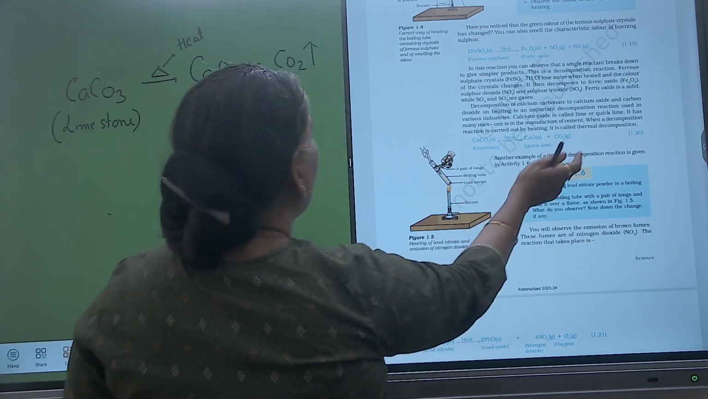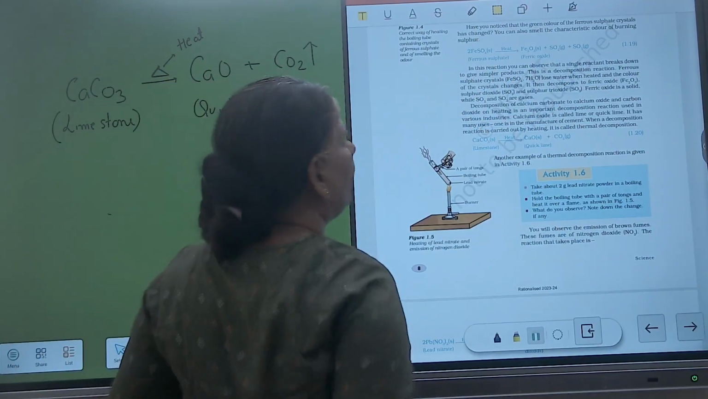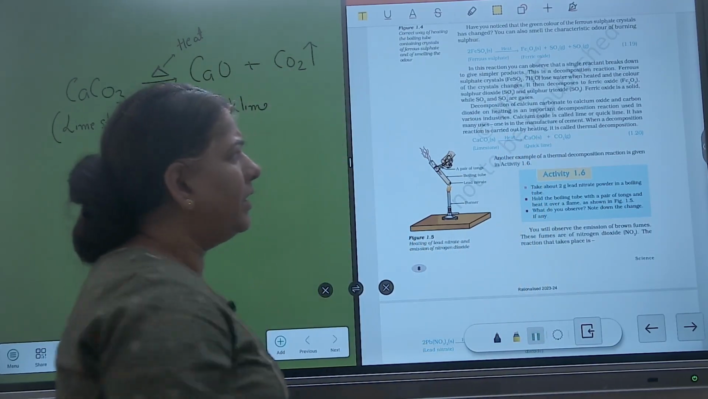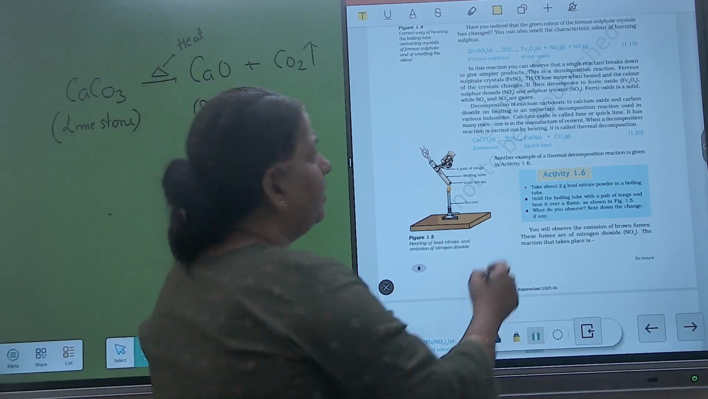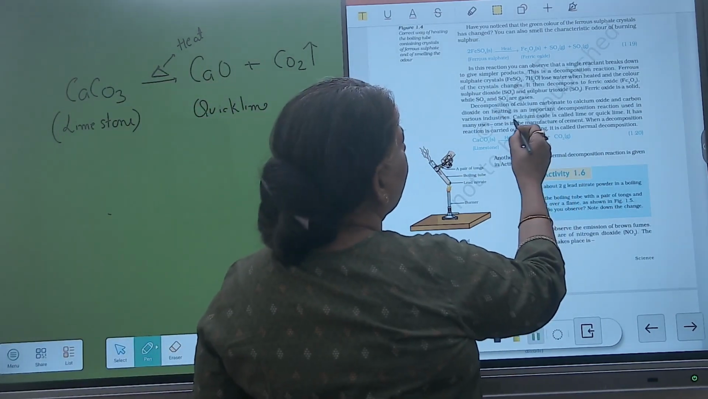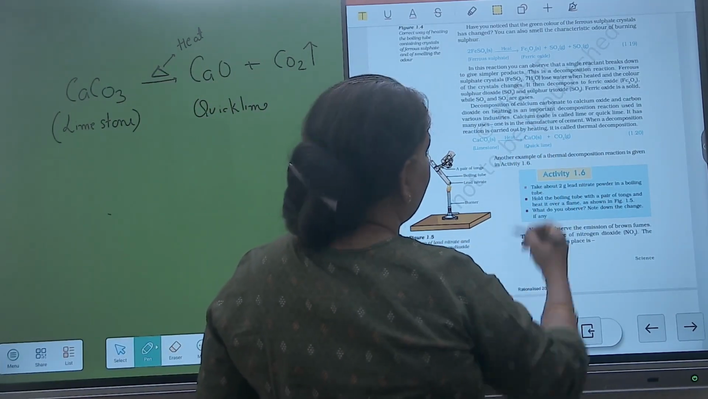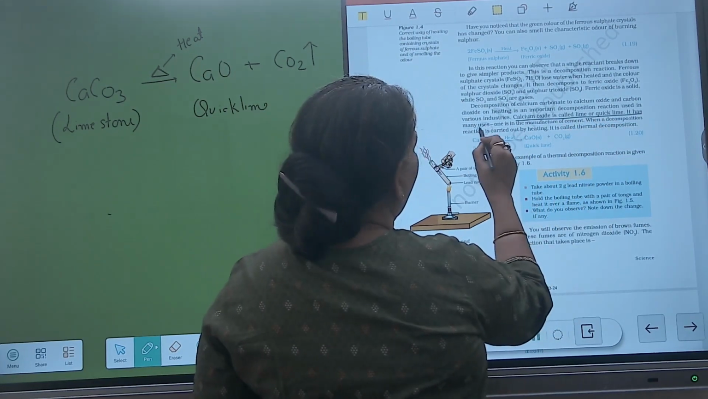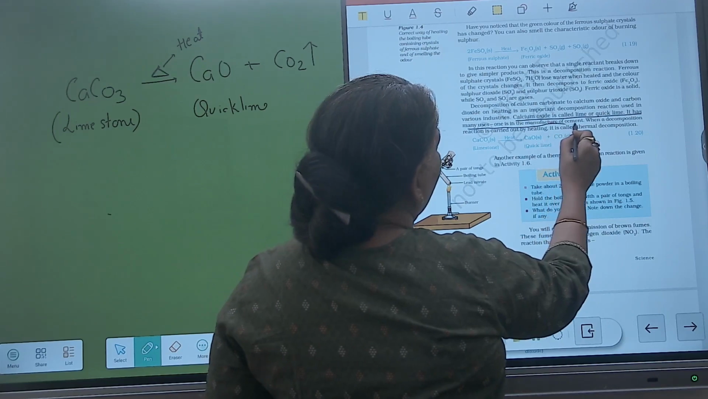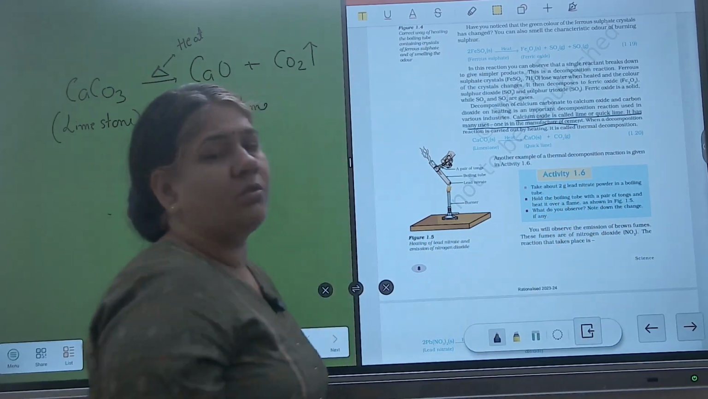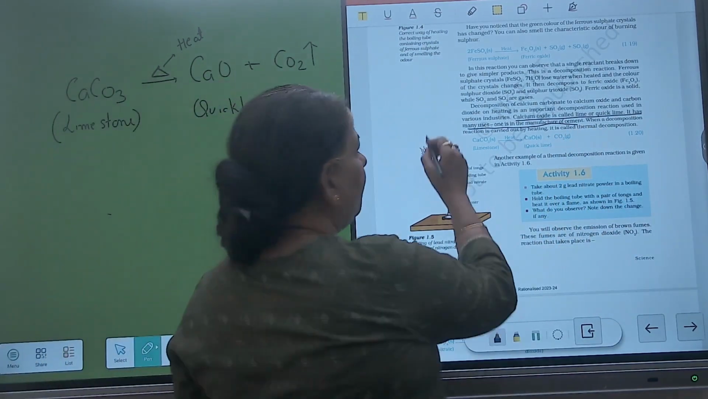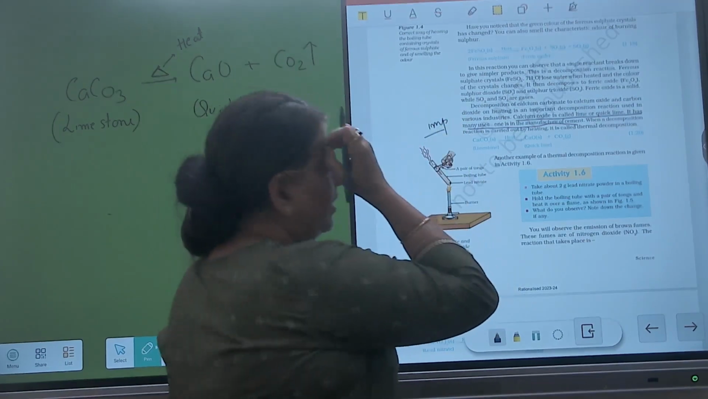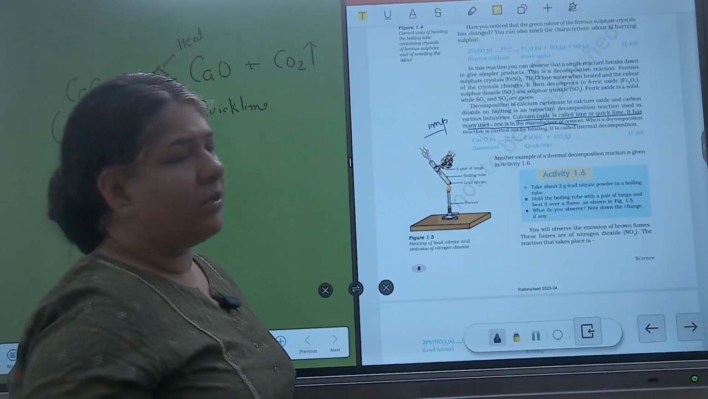See, one important note that you should make here is that this reaction is industrially important because the product calcium oxide is called quicklime. It has many uses. One is in the manufacture of cement. So this question is often asked: give one use of calcium oxide. So it is used in the manufacture of cement.